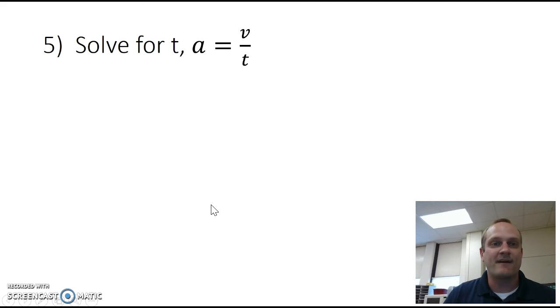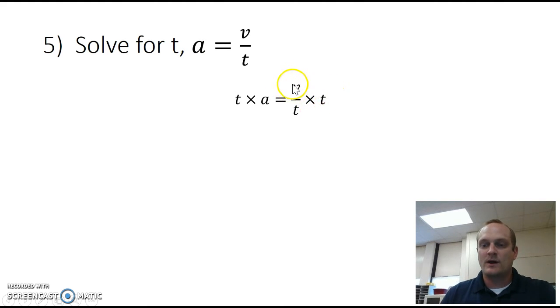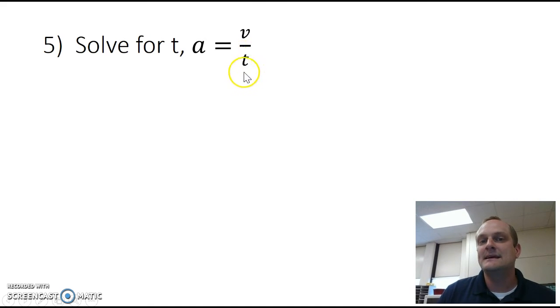Okay, here's question number 5. Solve for t if A equals V over t. So the first thing I'm going to do is multiply both sides by t. Notice that when I started off here, I had t in the denominator. I had it in the bottom of the fraction. Ultimately, to solve for t, I want t in the numerator. I want it on top, and I want it by itself.